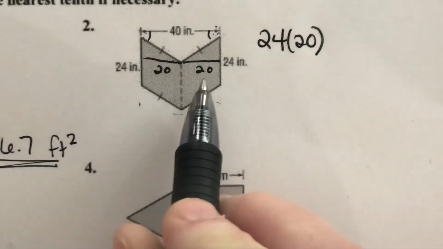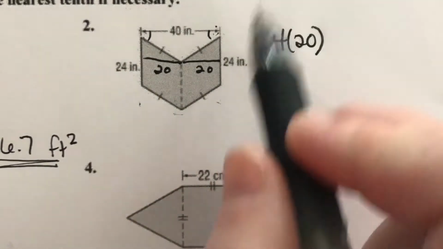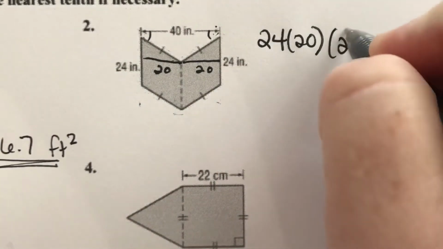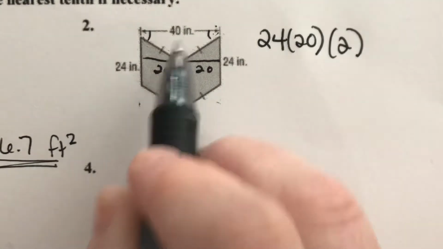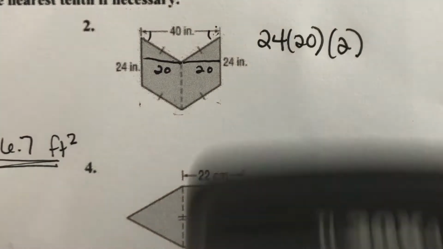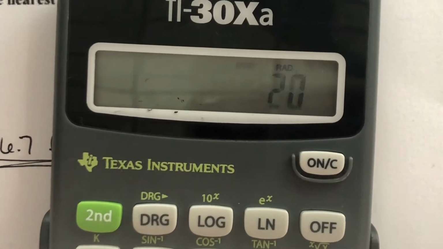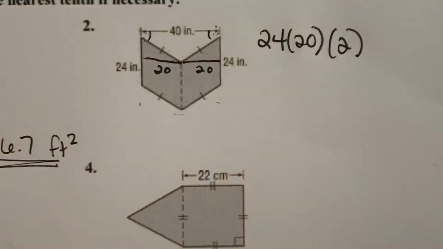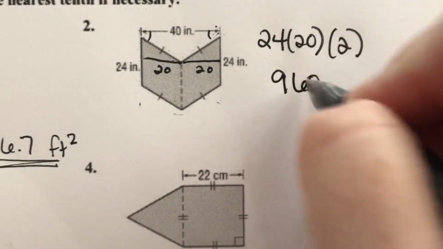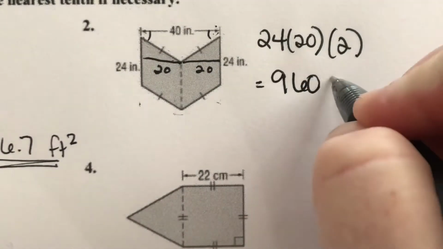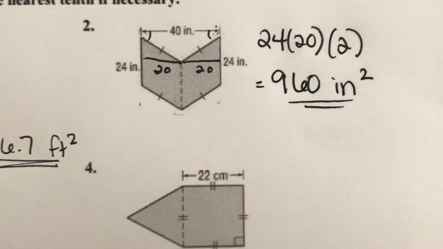And then it's the exact same thing as this one over here. So really, we're just doing this twice. So we're going to multiply it by 2. Okay, and at the end, we need to remember it's all in inches. So then we can multiply 24 times 20 times 2 equals 960, and that's in inches, and they're square inches since it's area.